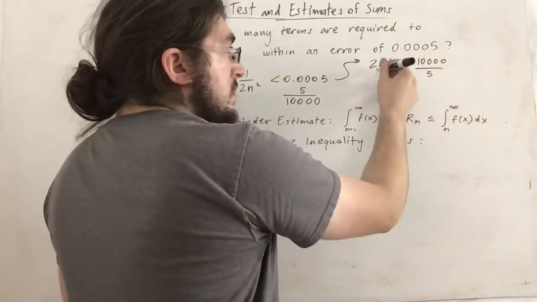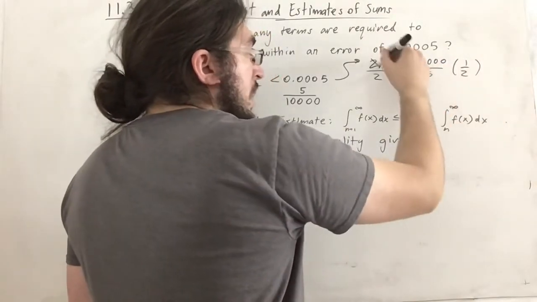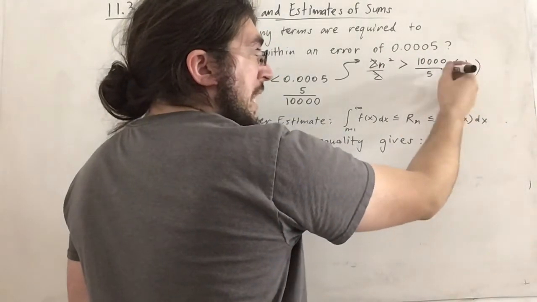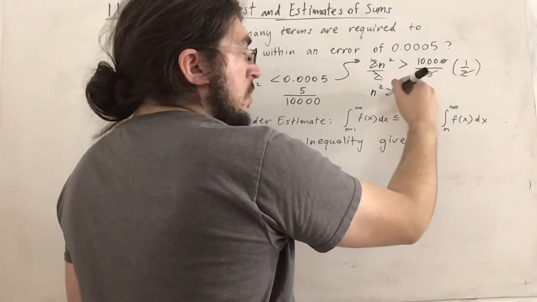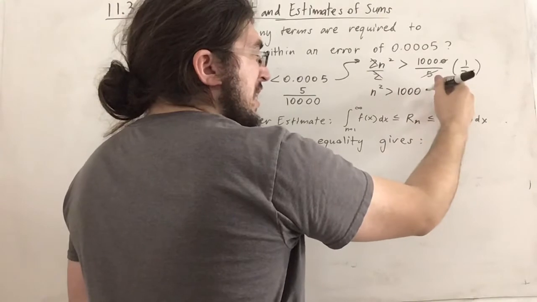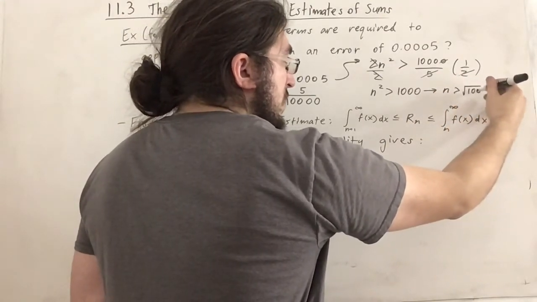And then if you divide both sides by 2, really we're multiplying this side by 1/2. And that's nice because those amount to 10. So we just get a cancellation of one of the zeros. So n squared must be bigger than 1,000. So that means n must be bigger than the square root of 1,000.